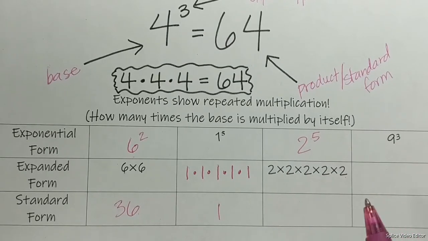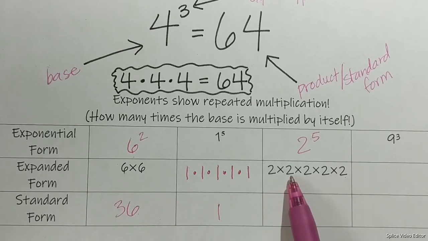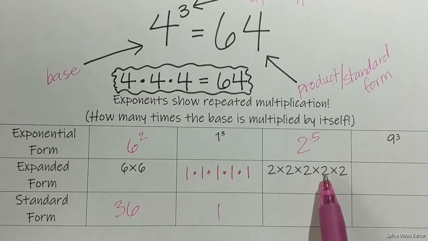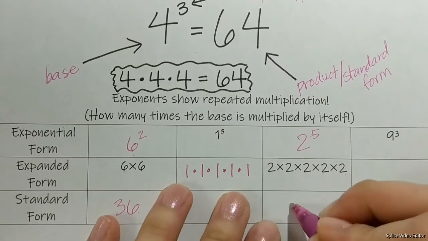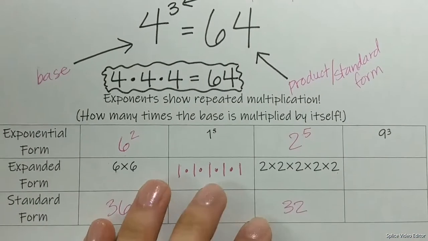And then moving on to standard form, so you have to multiply and solve the problem now. So 2 times 2, that's 4. Times 2, that's 8. Times 2, that's 16. Times 2, that's 32. So your answer is 32.